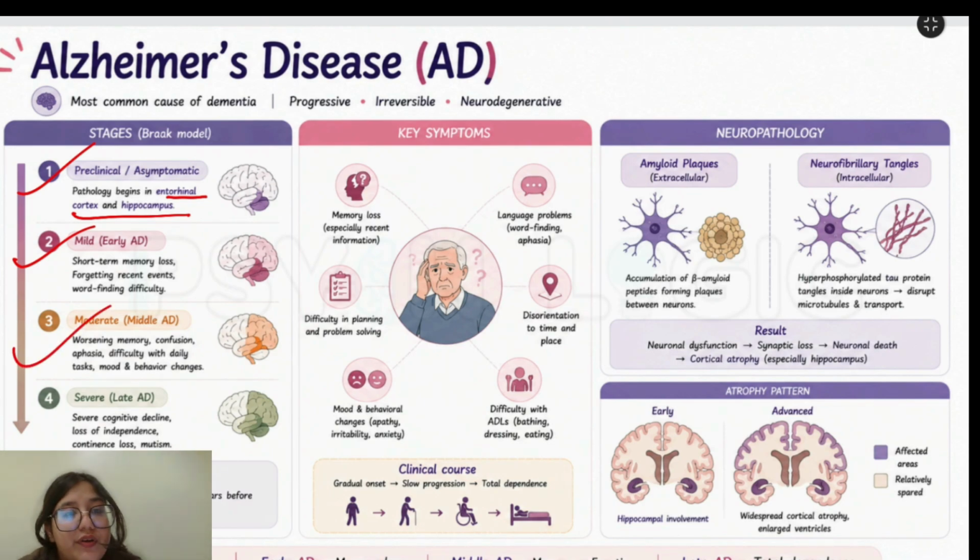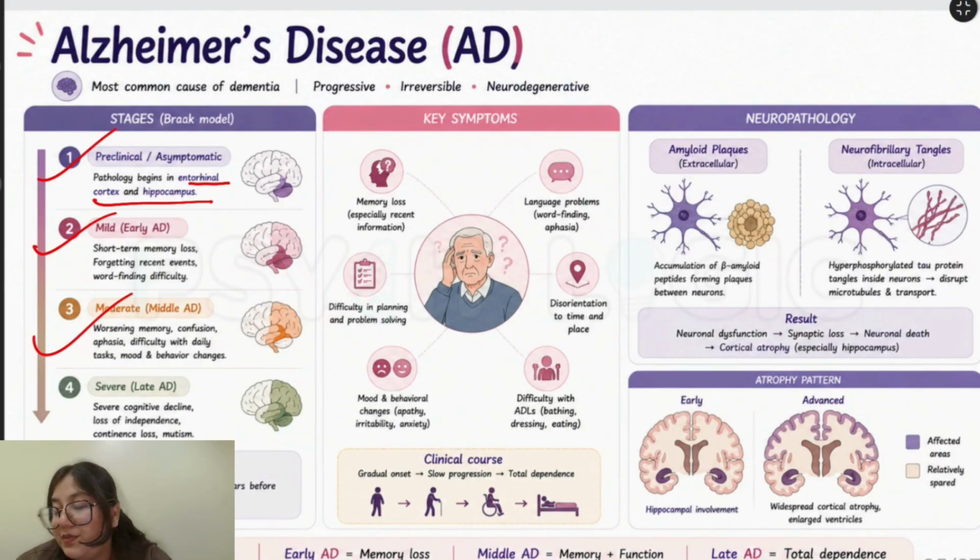Then we move on to moderate. Now the other cognitive functions also start to decline. They're confused about dates. They forget the places they used to visit on a daily basis. They forget the time, and they even struggle with language, maybe aphasia.